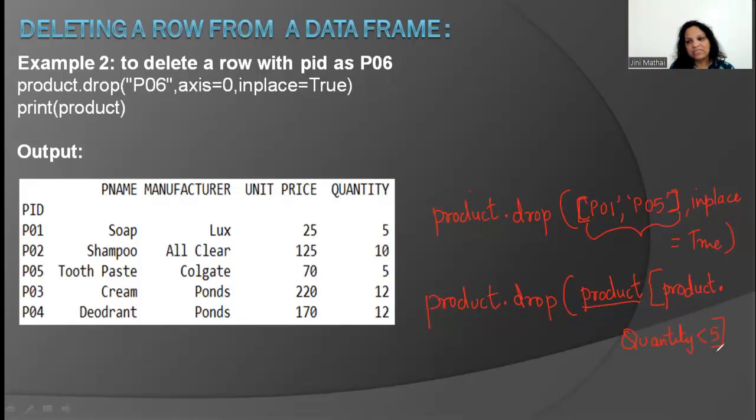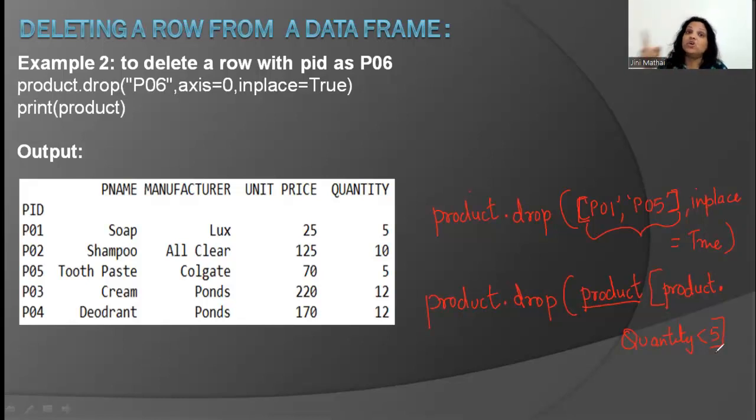Right? If I give this condition, what does it do basically? If I had given print product square bracket product dot quantity less than 5, what would it give me? All the rows where the quantity is less than 5. Okay. Now I want to delete all the rows with quantity less than 5. So this would give me all the rows.